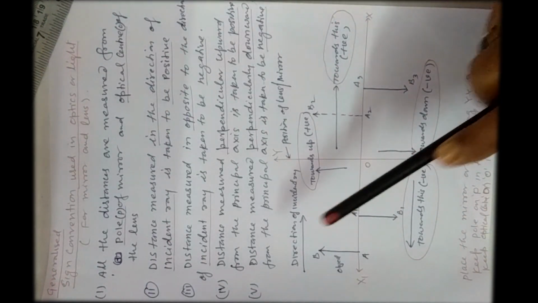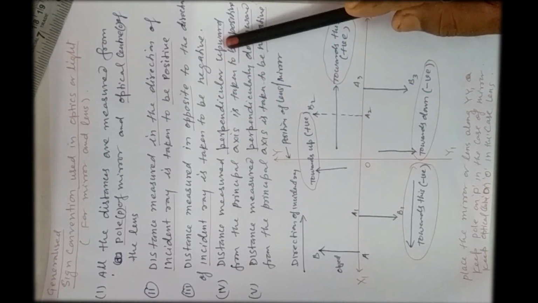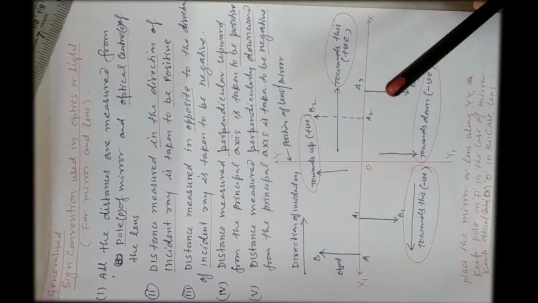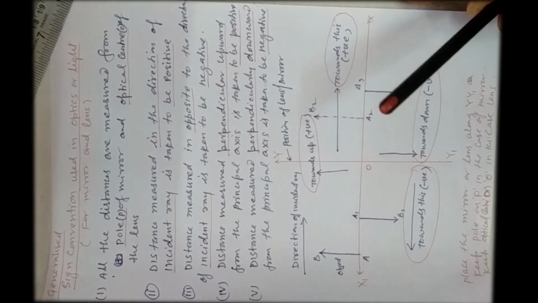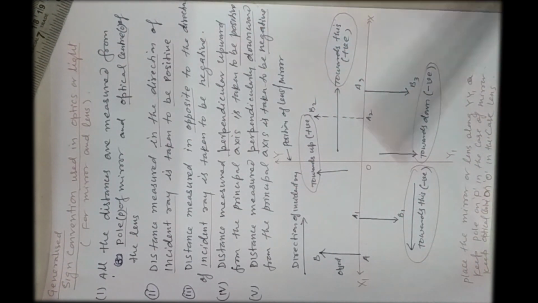Now the fourth point: the distance measured perpendicular to the principal axis in the upward direction will be taken positive. And the fifth point: if you are measuring the distance perpendicularly downward from the principal axis, then it will be negative.